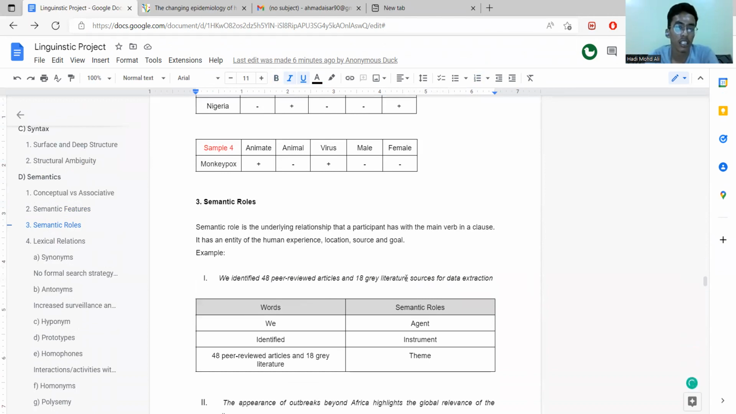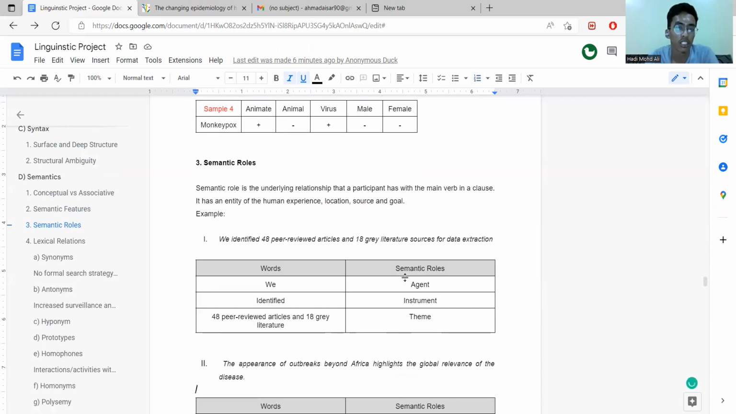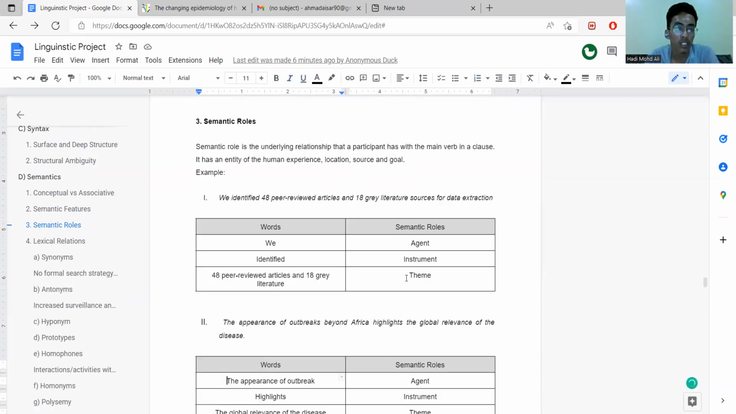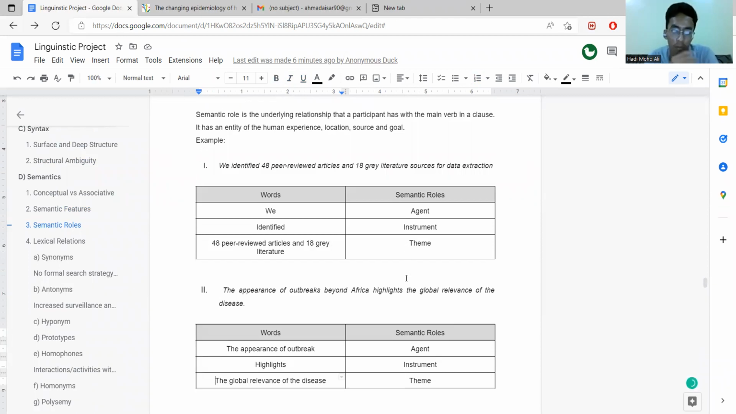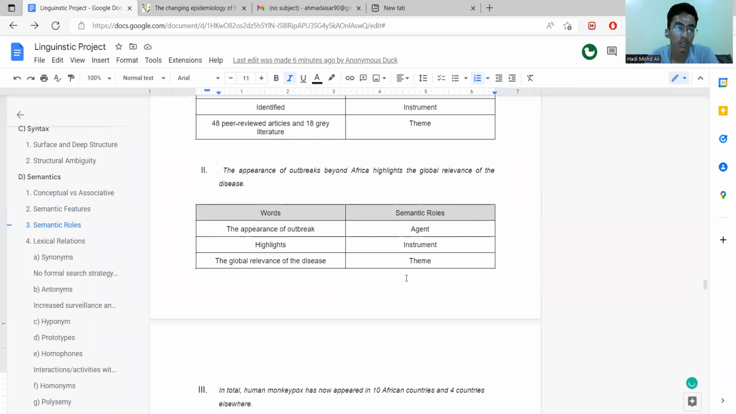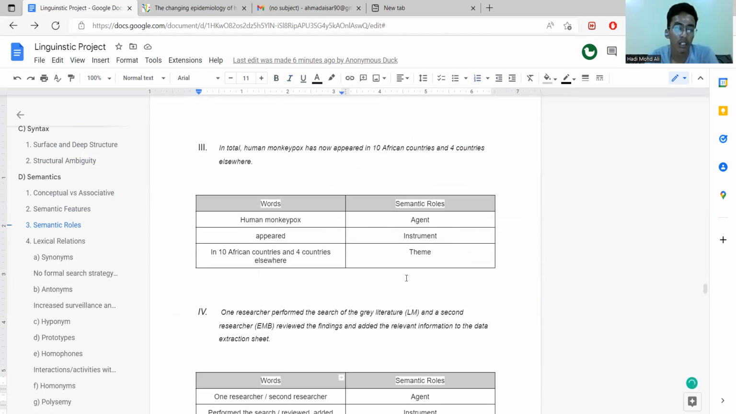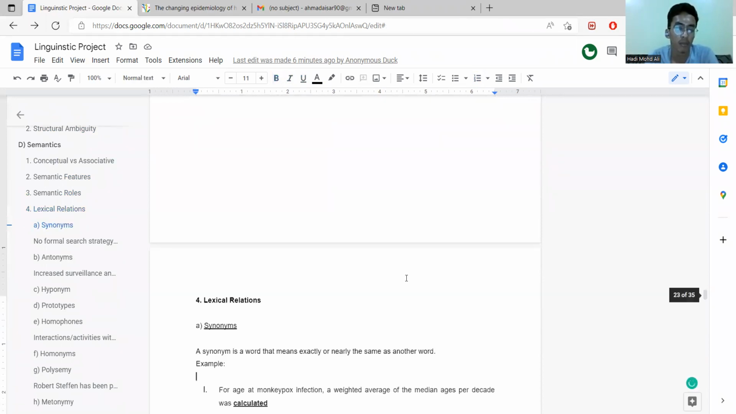Semantic roles are the underlying relationships that a participant has with the main verb in a clause. It has an entity of the human experience, location, source, and goal. So for example, the sentence: we identified 48 peer-reviewed articles and 18 grey literature sources for data extraction. Every part of this sentence has its own semantic role, which is the agent, instrument, and theme. So we is classified as the agent, identified is the instrument, and 48 peer-reviewed articles and 18 grey literature sources is the theme. The same goes to number 2, number 3, and number 4. They all have their own agent, instrument, and theme.